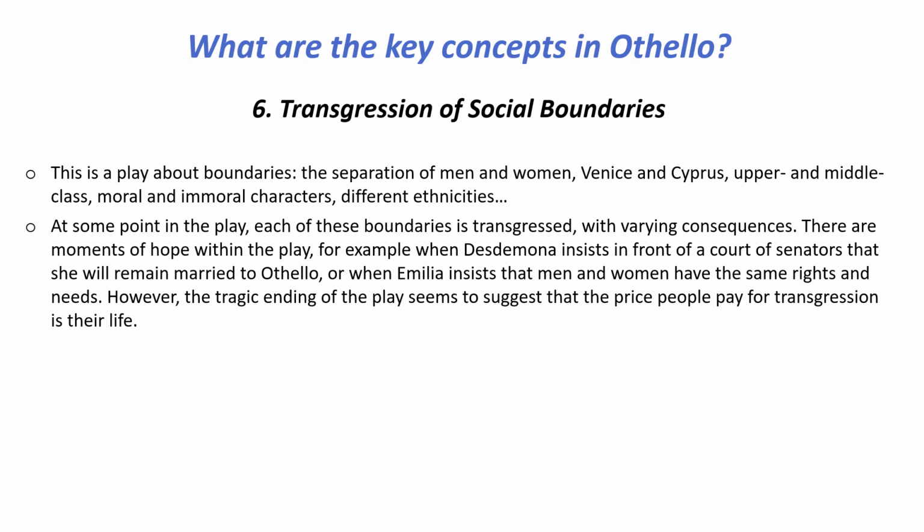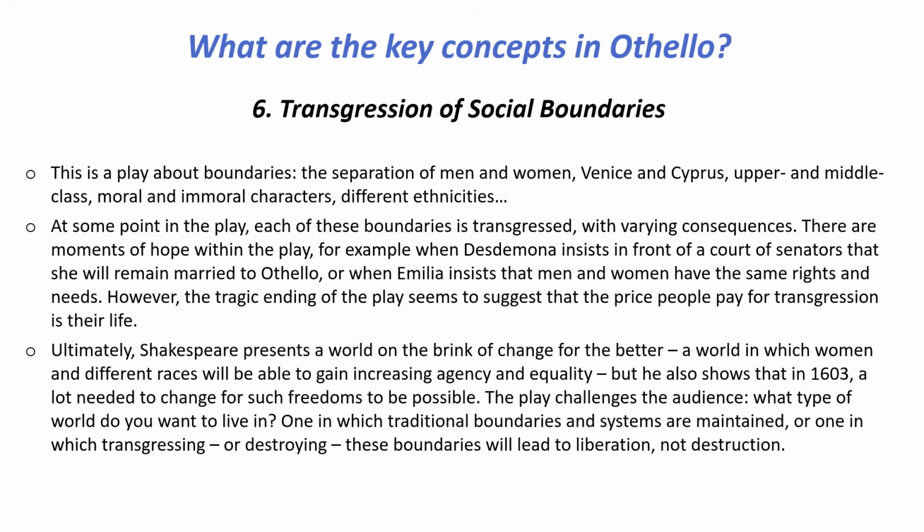And there are varying consequences for the transgression of boundaries as well. So there are moments of hope in the play. So that moment when Desdemona insists in front of the senators that she's going to stay married to Othello, or that moment when Emilia insists that men and women have the same rights and needs, both of these are moments of hope in the play where you can look and think, actually, we could destroy that boundary, we could transgress that boundary and improve society. However, the tragic ending of the play seems to suggest that the price people pay for transgression is their life. So both Desdemona and Emilia, characters who cross these boundaries, both of them end up dead at the end of the play.